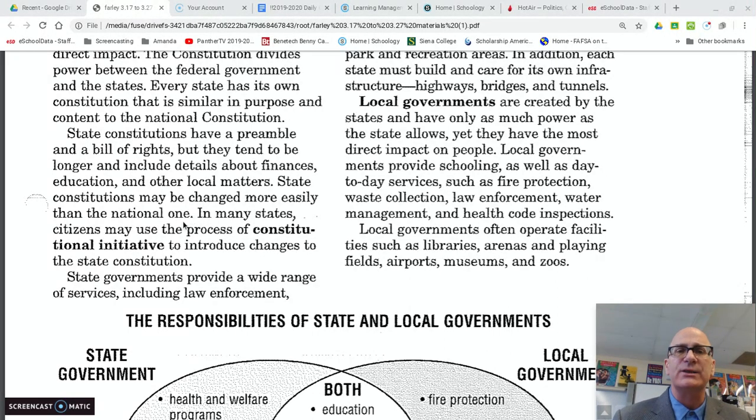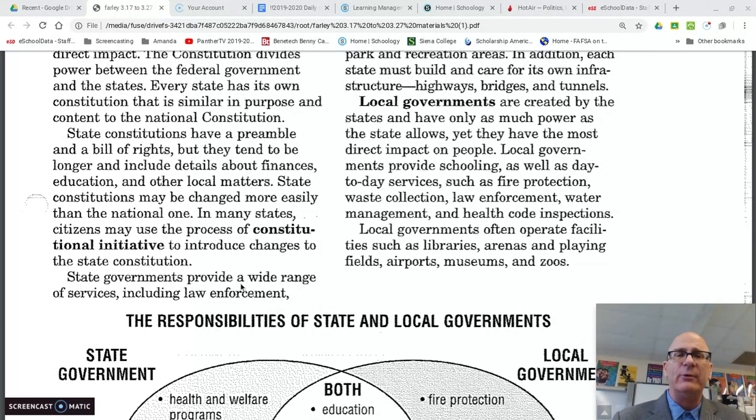Remember, our federal constitution has only been amended 27 times in the nearly 240 years that our country has been operating under the Constitution. So 27 times in 240 years is not very often, and also consider that 10 of those amendments were added all at once with the Bill of Rights. So really only 17 times since the Constitution was ratified. In many states, citizens may use the process of constitutional initiative to introduce changes to a state constitution.